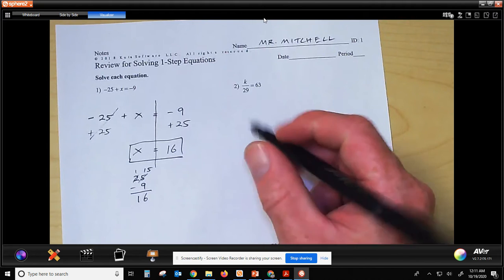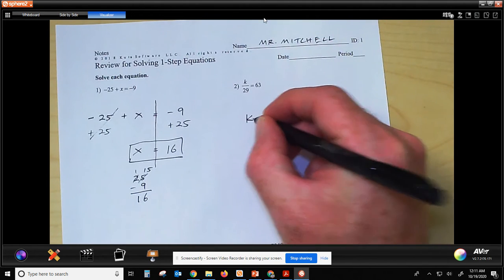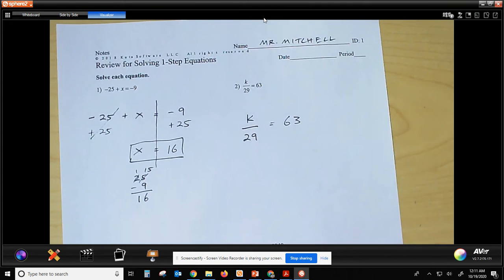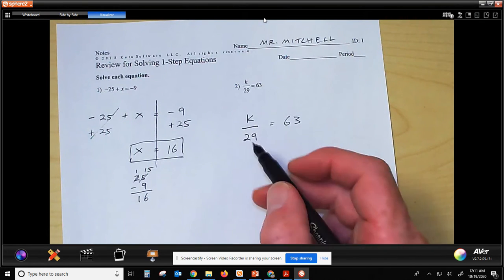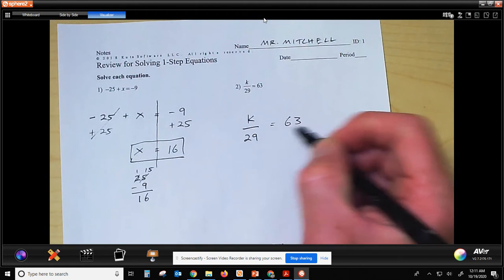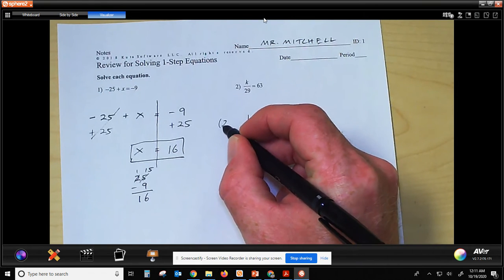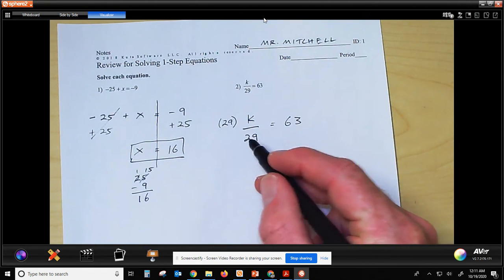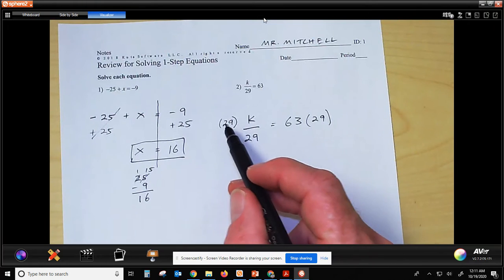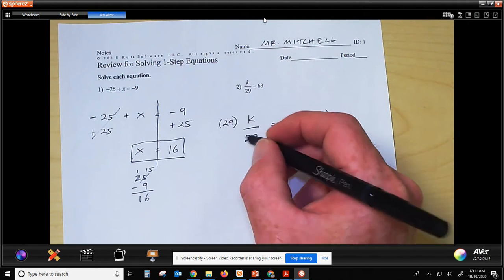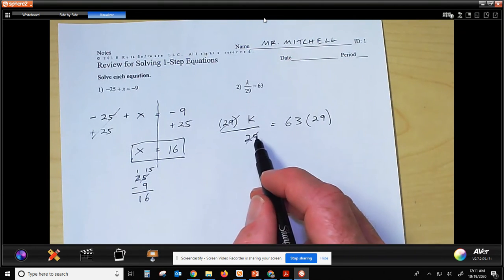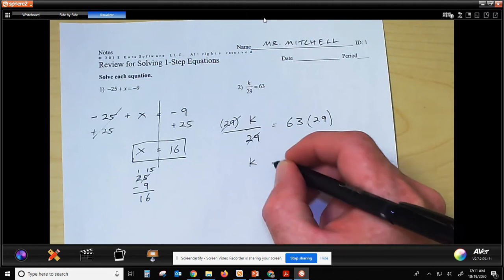Okay. Ooh, a division problem. The variable k divided by 29 equals 63. Okay, well, I have a number on the bottom of a fraction, and I want to get the variable by itself. So, according to a different property of math, I may multiply the top by the same number, and I have to do it to both sides. 29 times k divided by 29, these two will cancel because 29 divided by 29 is 1. That will leave me my k.